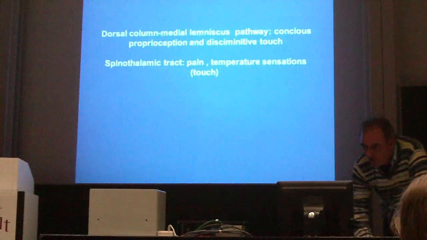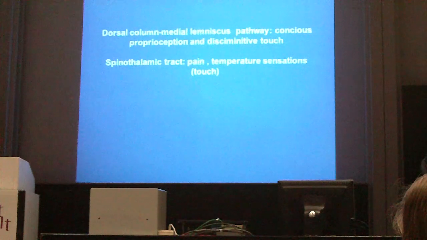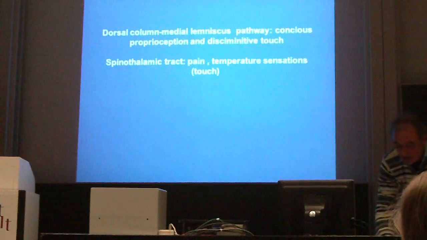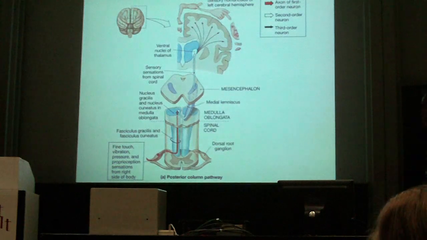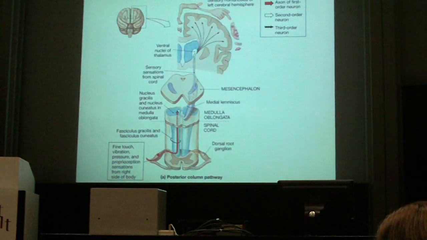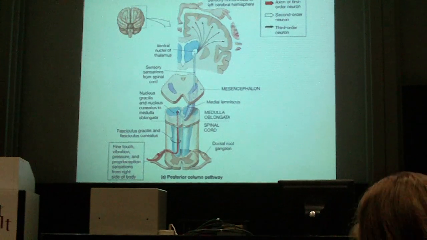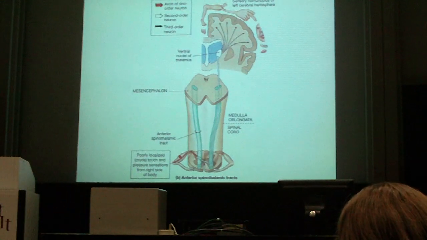Here again, a summary of the two: proprioception and touch by the dorsal column medial lemniscus system, starting from the A beta fibers, and the spinothalamic tract with pain and temperature sensations. Here, once again, the dorsal medial lemniscus system. Here you see these fibers coming in, not crossing in the dorsal column, ending in the nucleus cuneatus, then crossing up. And then, of course, the other one is the spinothalamic tract.